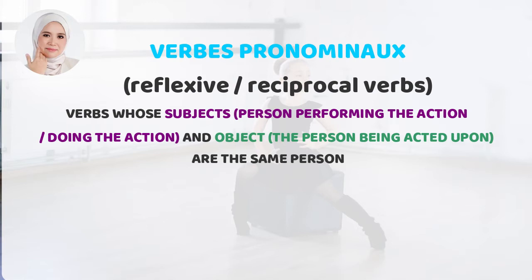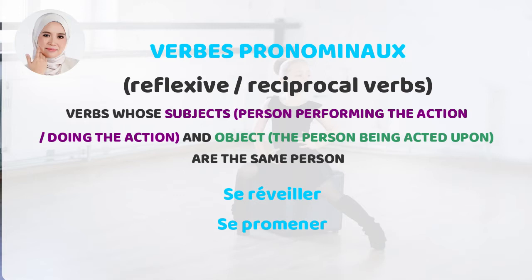Now, let's get started. What are the examples of verbs which fall under this category, verb pronominal? I'm going to give you two examples. The first one is se réveiller. Second one is se promener. Se réveiller here means to wake up, and se promener means to go for a walk.